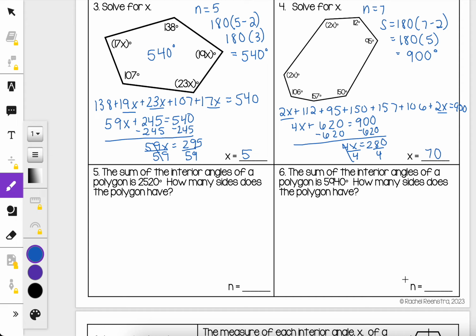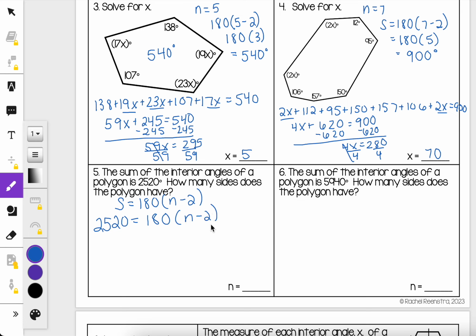Now, numbers 5 and 6 are going to ask us to kind of work backwards. So it says the sum of the interior angles of a polygon is 2,520 degrees. How many sides does the polygon have? So I'm going to use that same formula where the sum equals 180 times n minus 2, but instead of being given the number of sides, I am given the sum. So I'm going to replace S with 2,520 degrees equals 180 times n minus 2.